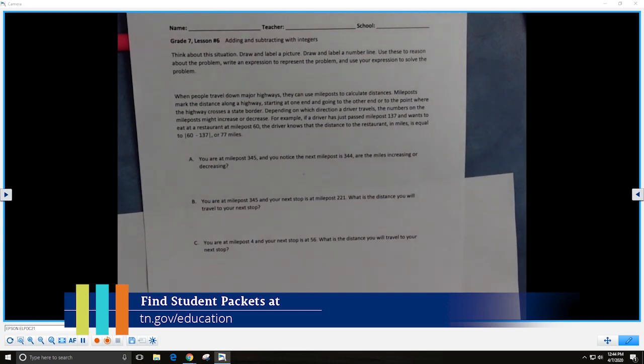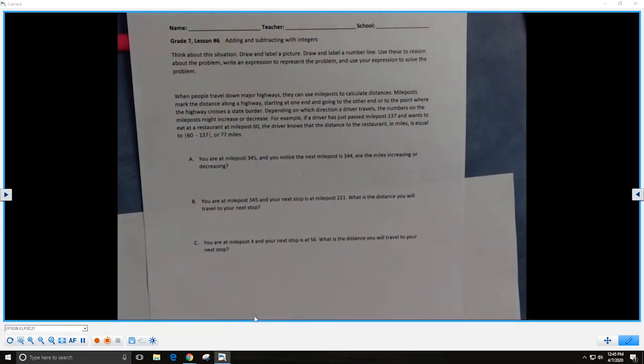When people travel down major highways, they can use mileposts to calculate distances. Mileposts mark the distance along a highway, starting at one end and going to the other end, or to the point where the highway crosses a state border. Depending on which direction a driver travels, the numbers on the mileposts might increase or decrease. For example, if a driver has just passed milepost 137 and wants to eat at a restaurant at milepost 60, the driver knows that the distance to the restaurant in miles is equal to the absolute value of 60 minus 137, or 77 miles.